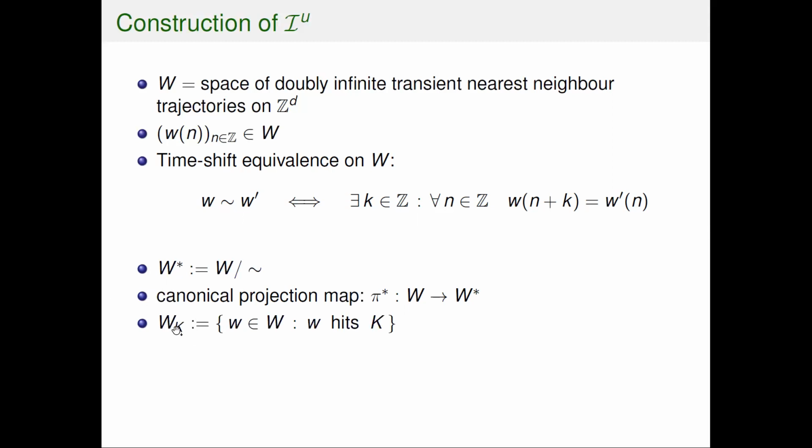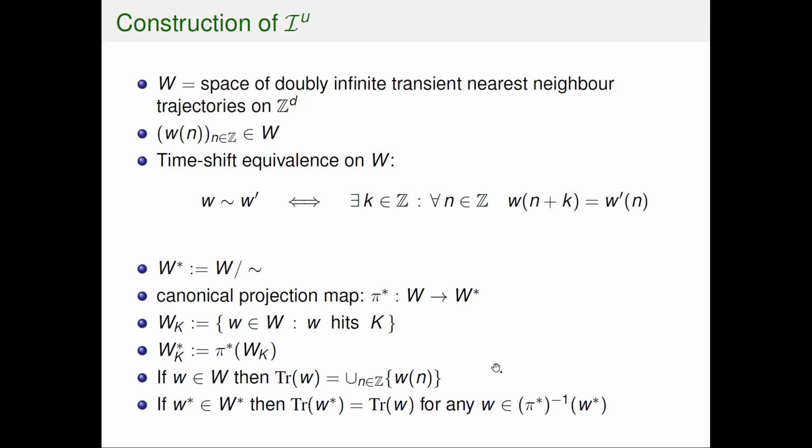In this talk, K will denote a finite subset of Z^d. So W_K is just the set of doubly infinite trajectories that ever visit this set K. And W_K star is just the same, but with trajectories modulo time shift. If I have a trajectory, then I denote the trace of this trajectory, the set of sites visited by this trajectory. And if I have a trajectory modulo time shift, then again, I define the trace to be the set of sites visited by this element of W star.